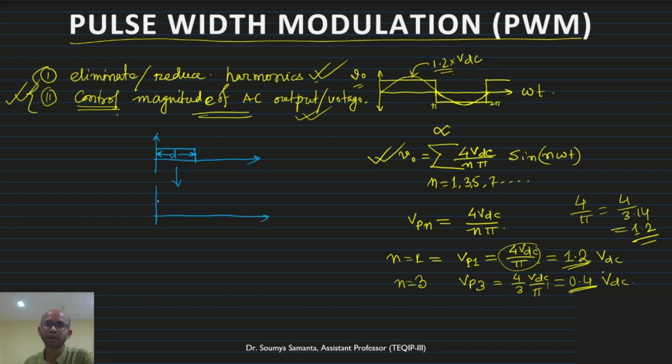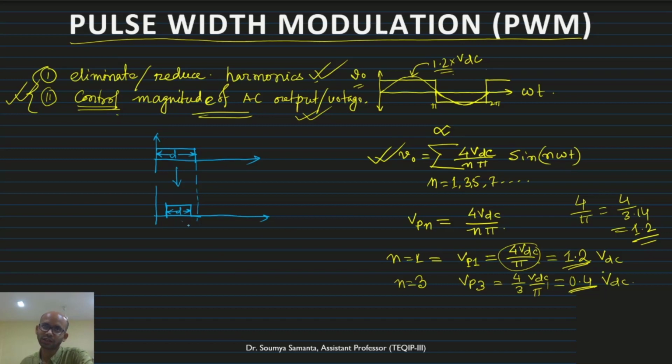We are modulating the signal by controlling the width of the pulse. Suppose we do this, the width has been reduced. This is the maximum square wave operation. If we do this, this is the maximum width. Now if I reduce this width, then what will happen? Obviously the peak value of this voltage will be reduced.